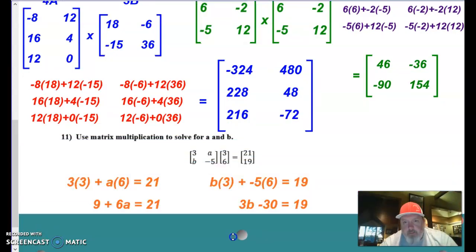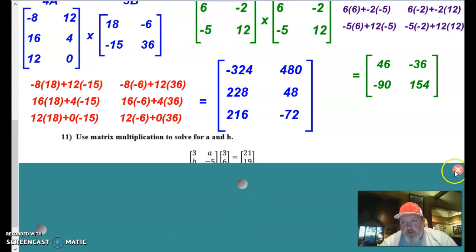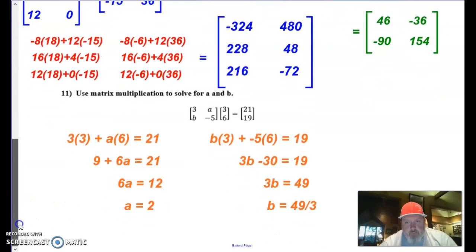All right, matrix multiplication. Again, don't break rule 1 here, okay? So we know row times column, so 3 times 3 is going to be 9, and 6 times A, that's going to equal 21. And then we do the same thing down here, 3 times B, and negative 5 times 6 is going to equal 19. So again, row times column equal to 21, row times column equal to 19.